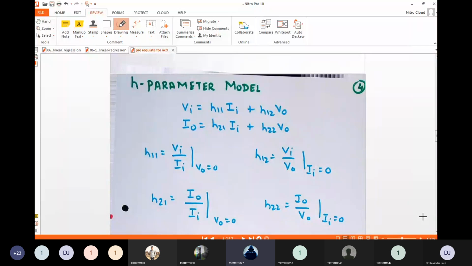So this is H11, which is nothing but input impedance. We focus that this input impedance, Vi upon Ii, is H11 when V naught is equal to 0. If my output voltage is 0, I can say that my circuit is short circuited, and hence H11 is known as short circuit input impedance, and it is denoted by Hi.